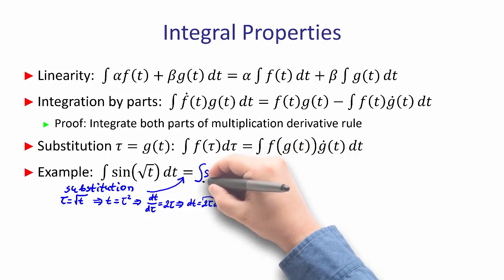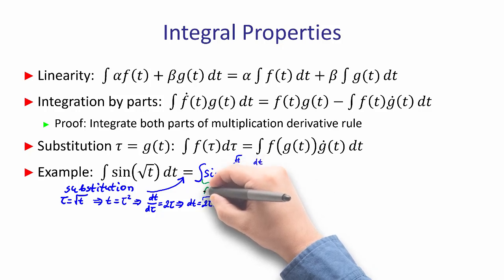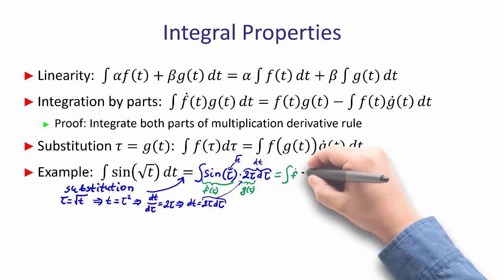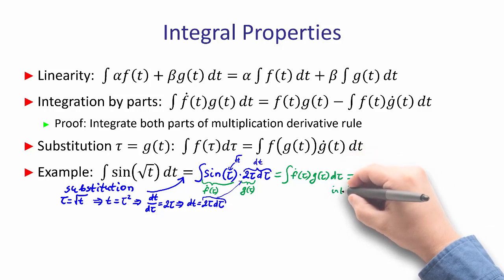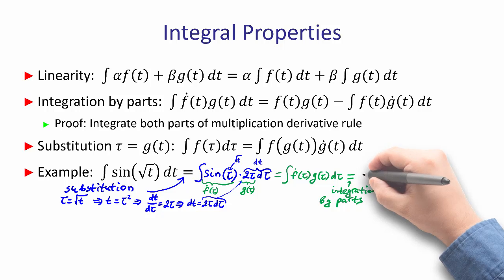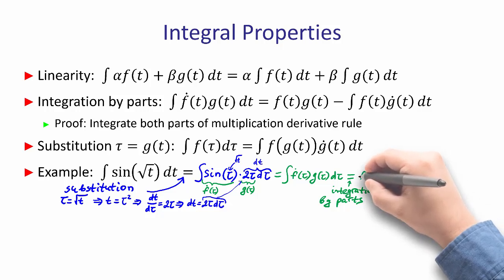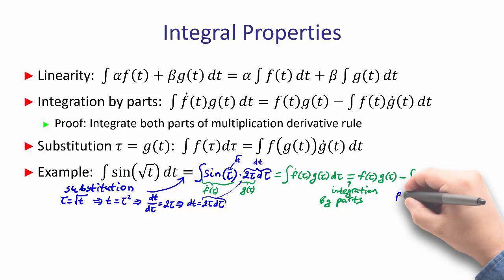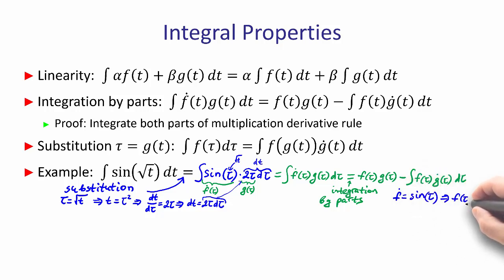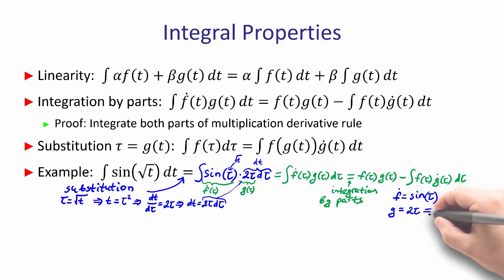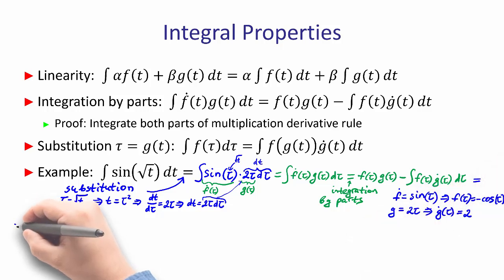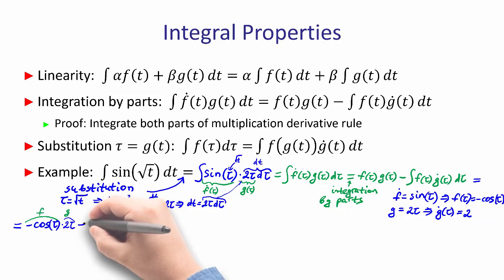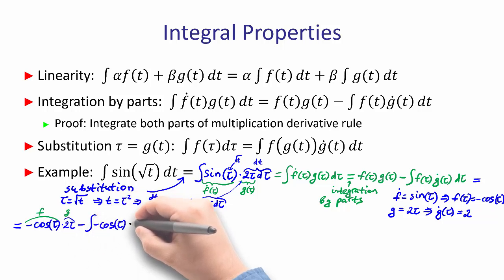Now we're using integration by parts, where the first part of the multiplication inside of the integral is function f prime or f dot, and the second one, which is 2 tau, is function g. Using the rule of integration by parts, we're getting the first one is minus cosine tau times 2 tau, minus the integral of minus cosine tau multiplied by 2 multiplied by d tau.